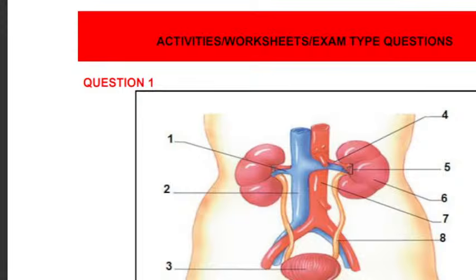Today we are going to be looking at excretion in humans, and we're going to be dealing with some of the questions which you find difficult in answering this topic.